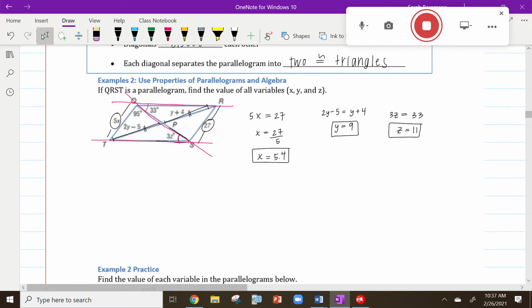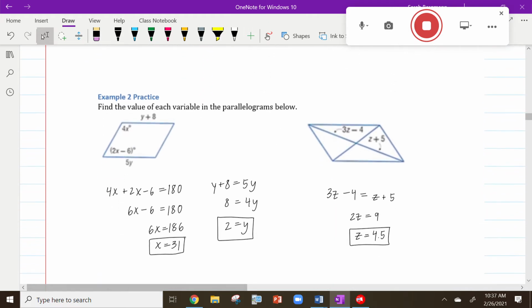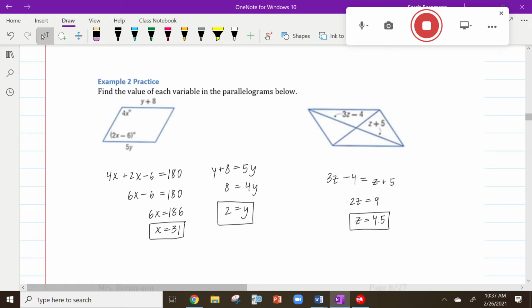All right, go ahead and try the practice problem. Here are the correct answers.